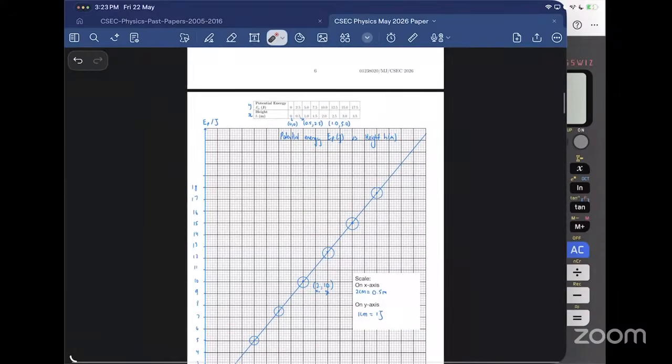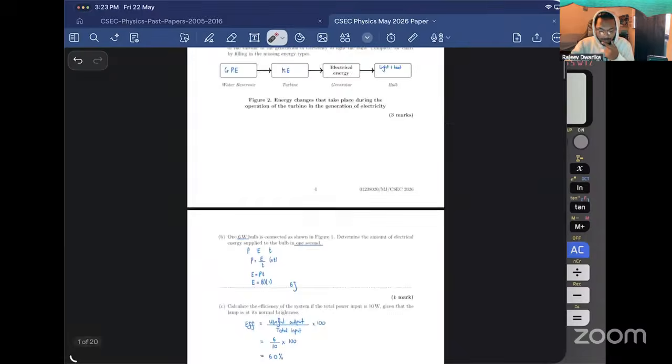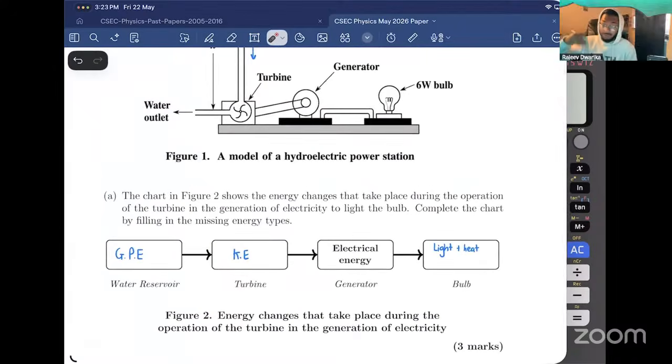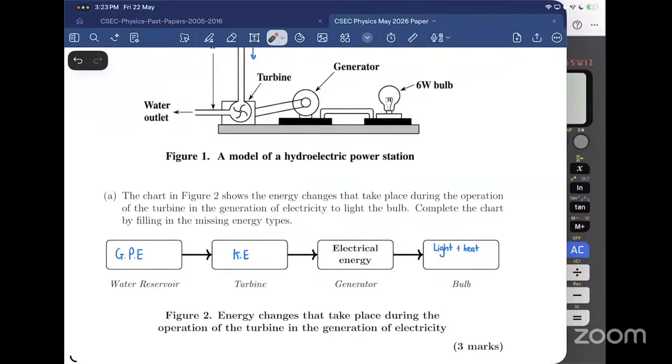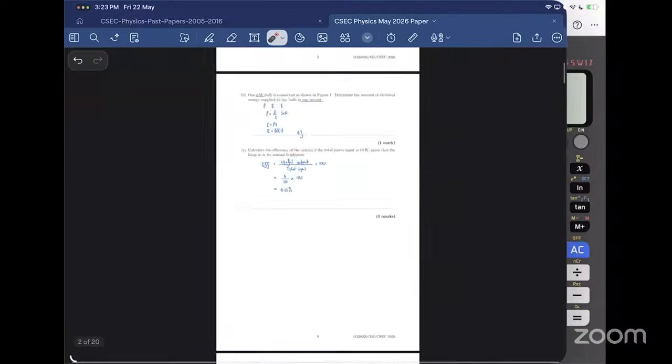Generally speaking, as the height increases, the energy increases. And if the energy increases, that means more electrical energy is going to go to the bulb. And if more electrical energy is going to the bulb, as height increases, the brightness will increase. I understand that, right? Because you're getting more energy. If you're getting more energy, would the bulb shine brighter or dimmer? Brighter. Exactly, brighter.